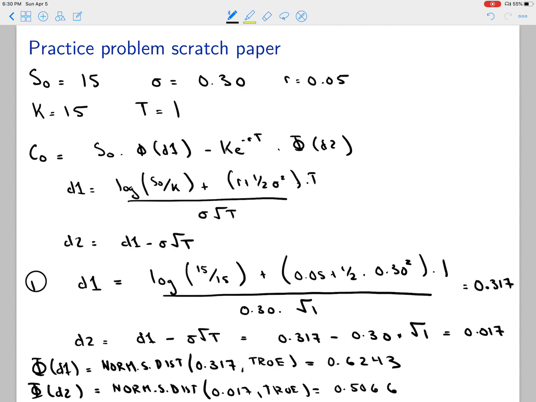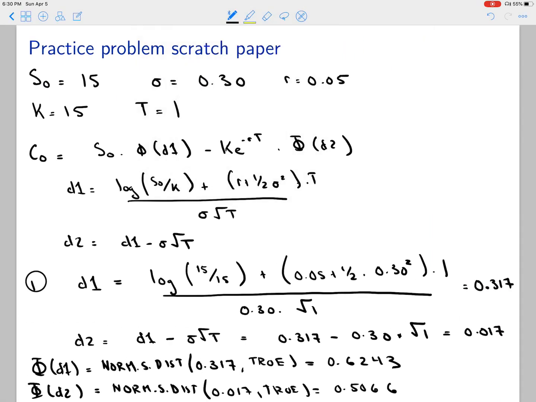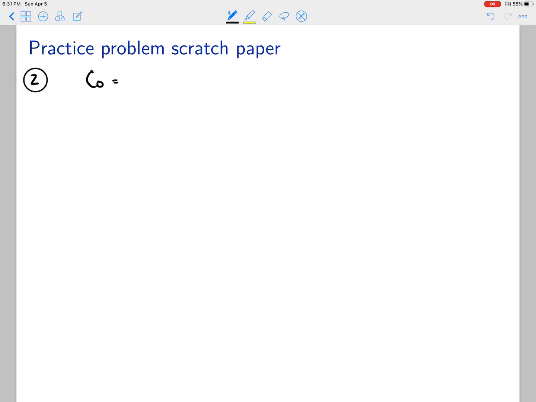What we want to do in the second part of the problem is then use these to price the call option. We need to plug in our inputs here. Price of the call option, as we saw before, is equal to S0 times phi of D1 minus present value of the strike times phi of D2. We know phi of D1 and phi of D2 now. All we have to do is plug in inputs. C0 is equal to S0, 15 times phi of D1, which is 0.6243, minus the present value of the strike, 15e to the negative 0.05 times 1, times phi of D2, which is 0.5066. Plug and chug here, what you're going to get is $2.13.